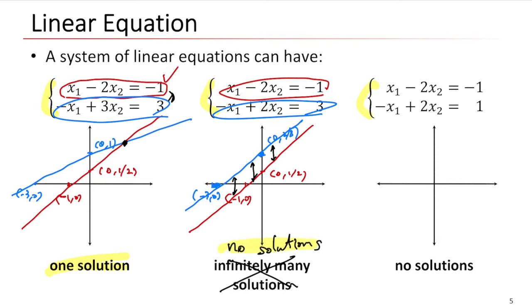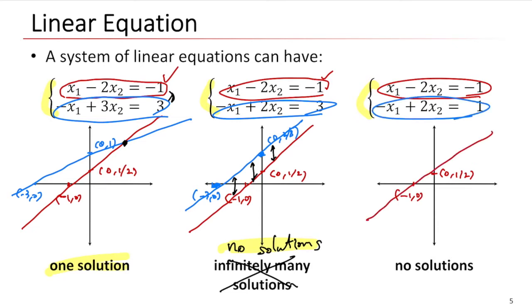I was wrong, so please edit your slide properly. Okay, the last case is like this. This equation is the same as this one. And what about this? When x1 is equal to 0, x2 should be 1 over 2, here like this, and when x2 is equal to 0, x1 should be negative 1, like here. So in this case, these two lines are exactly the same, so there are so many solutions. This is the infinitely many solutions case.